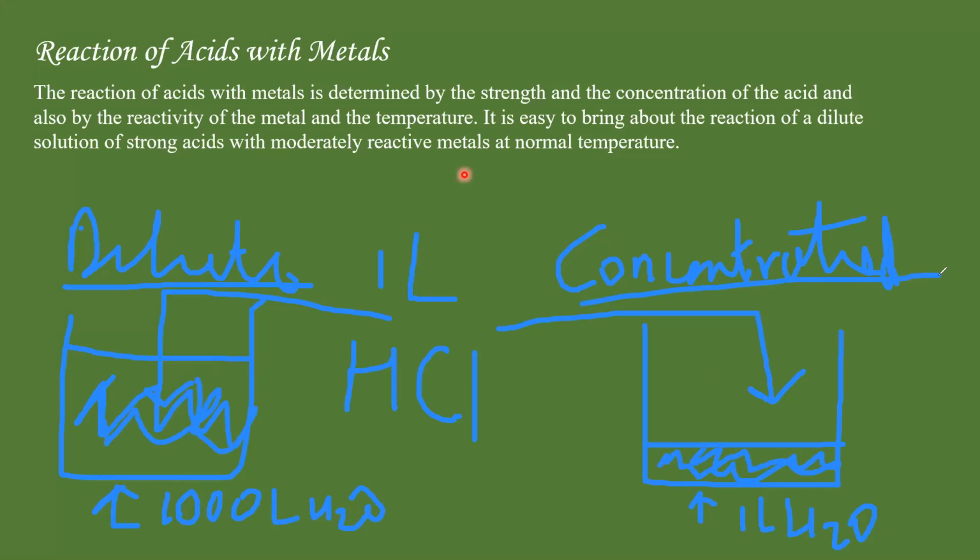So this is nothing but concentration and dilution. Dilution is when you reduce the strength of that acid or base. Concentration is when you increase it. So this is the basic understanding.